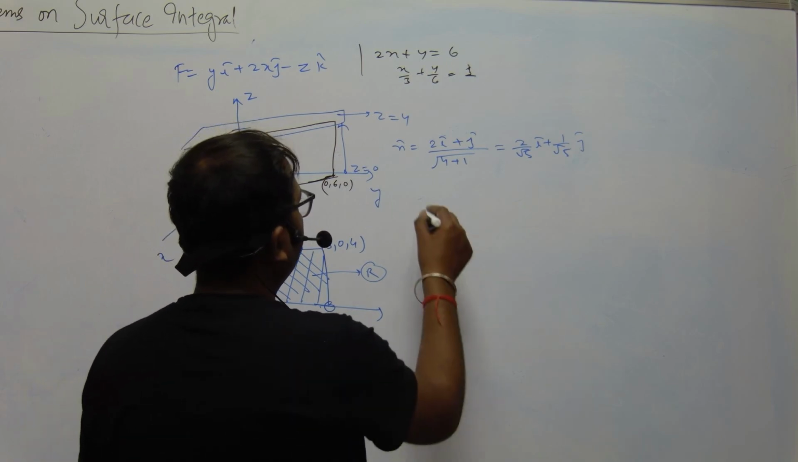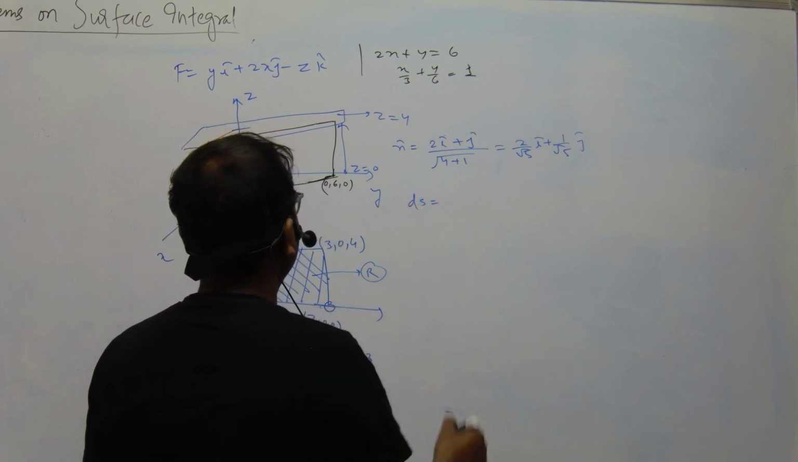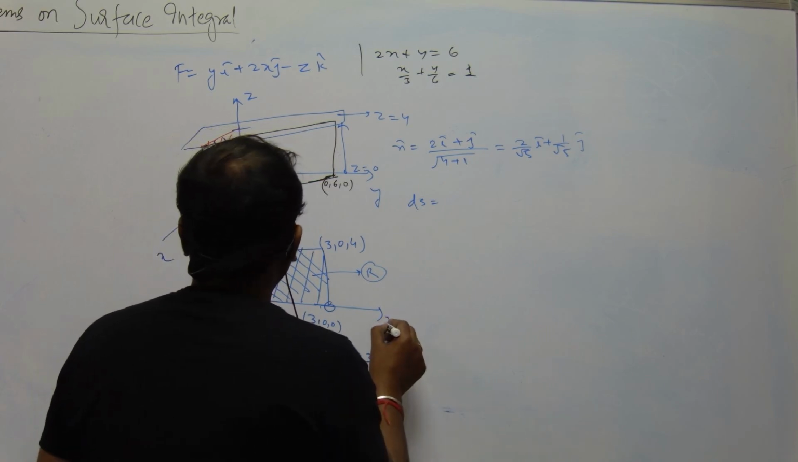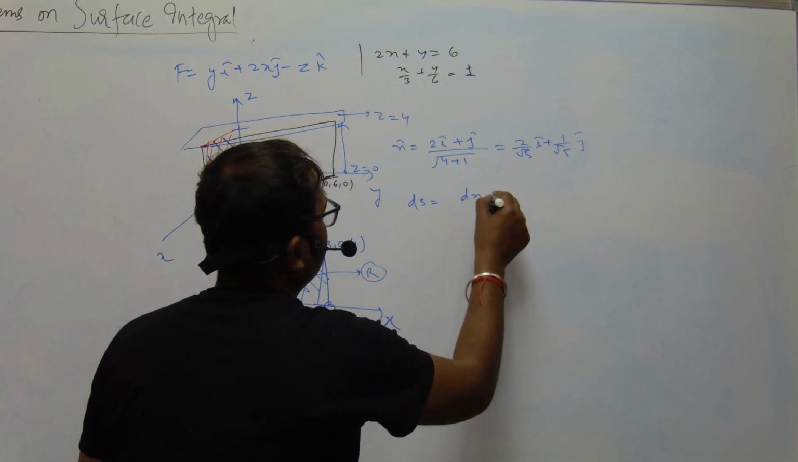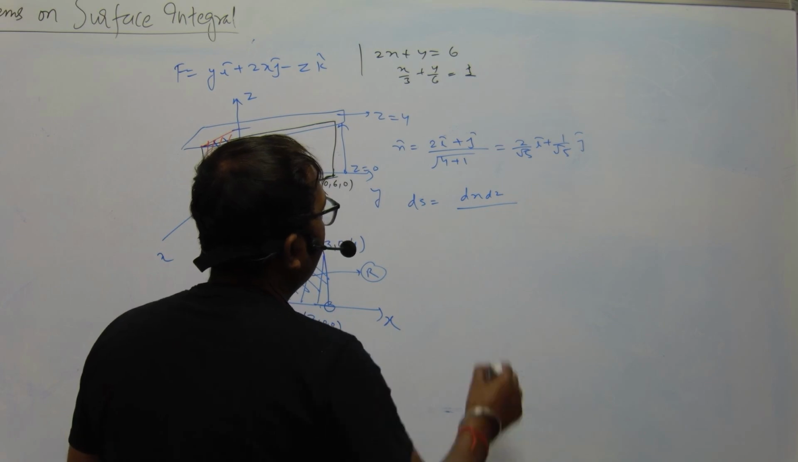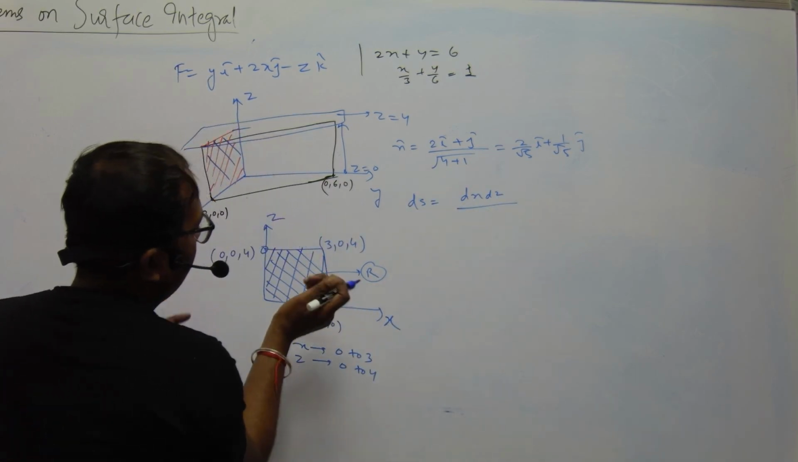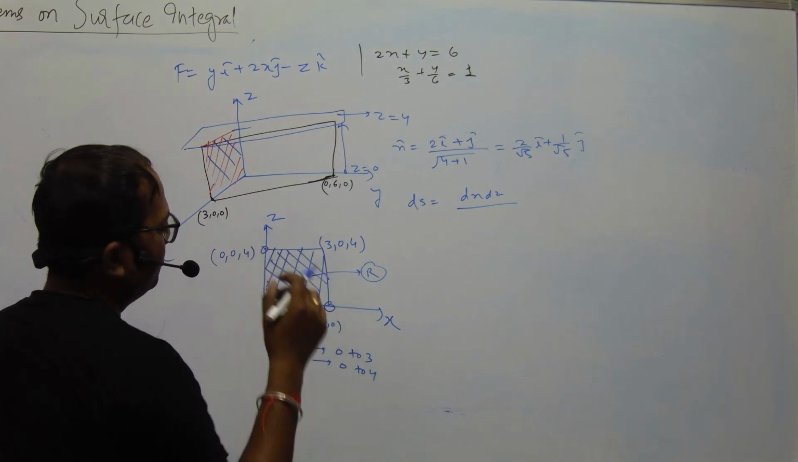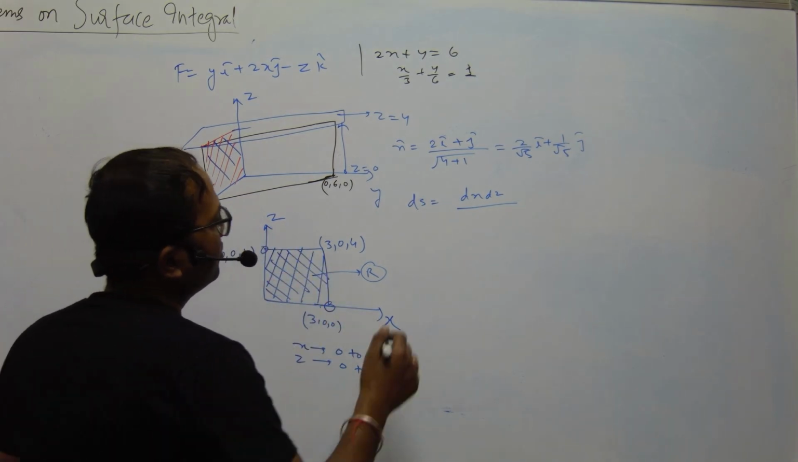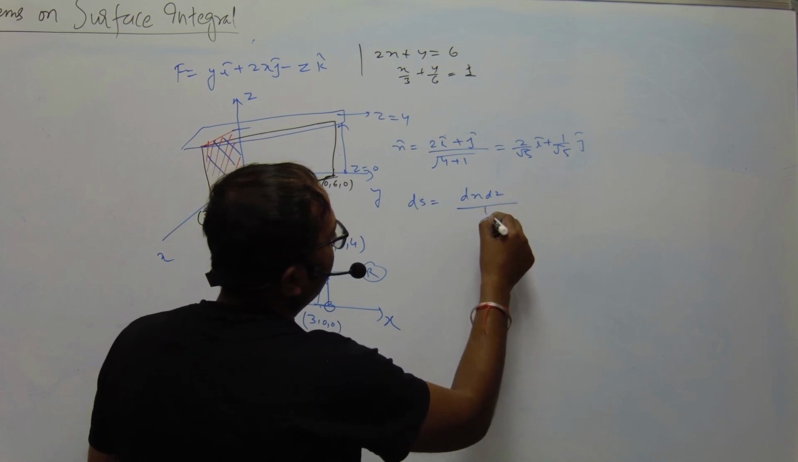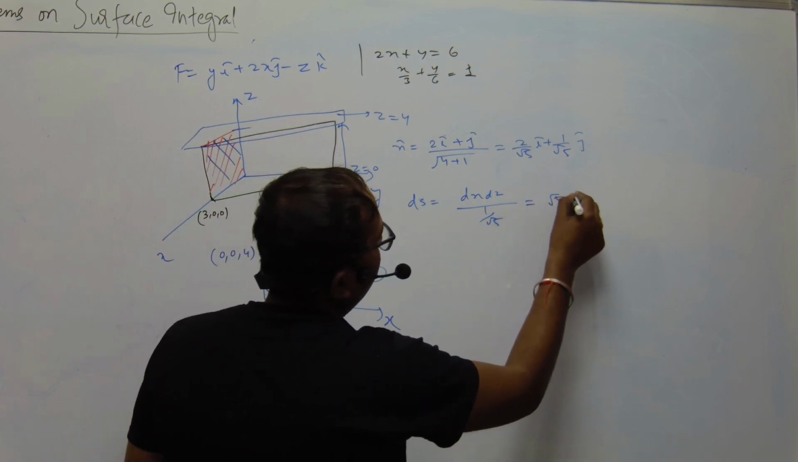Let us find the value of ds. Since we have taken the projection on the xz plane, ds is equal to dx dz upon n cap dot the unit vector perpendicular to the xz plane. The unit vector perpendicular to the xz plane is j cap. So n cap dot j cap is 1 upon root 5, and ds is root 5 dx dz.